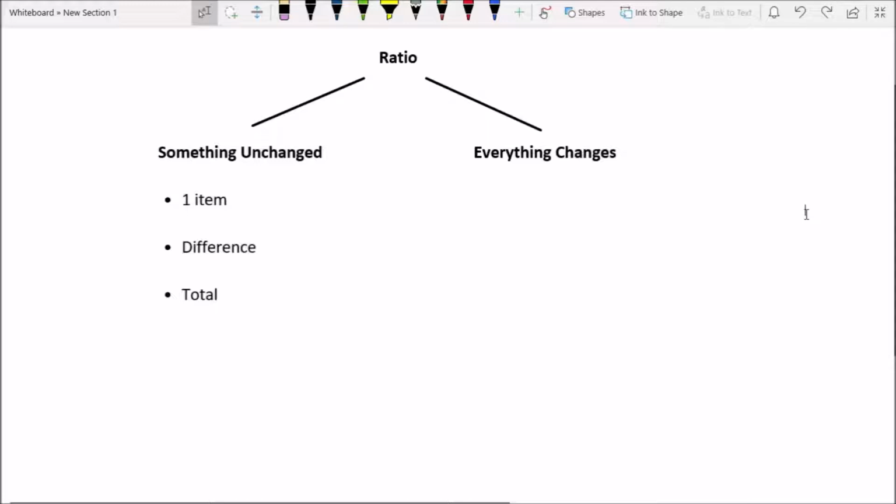There are however cases where nothing remains the same. This is the second large category of ratio questions. One popular method for these type of questions is known as units and parts. Please ensure that you master all of these types of questions.